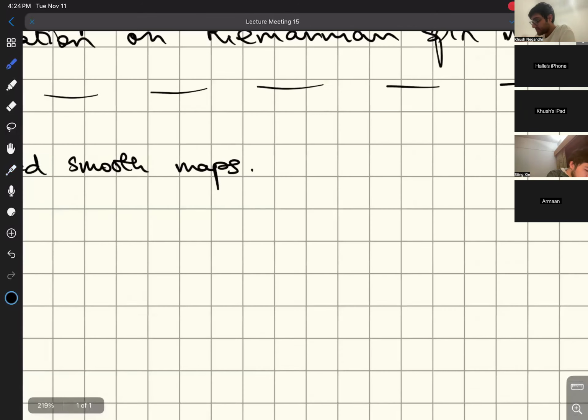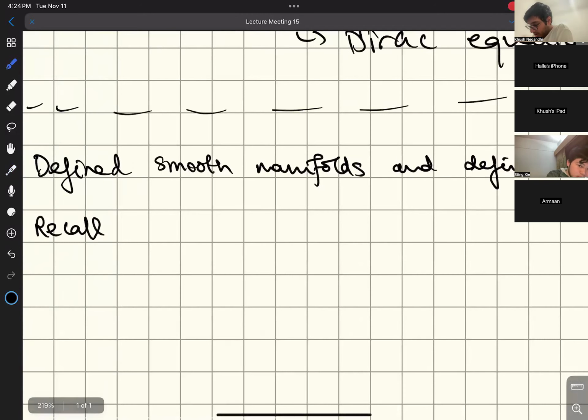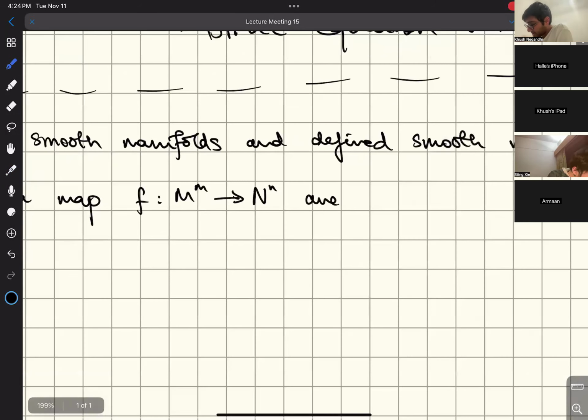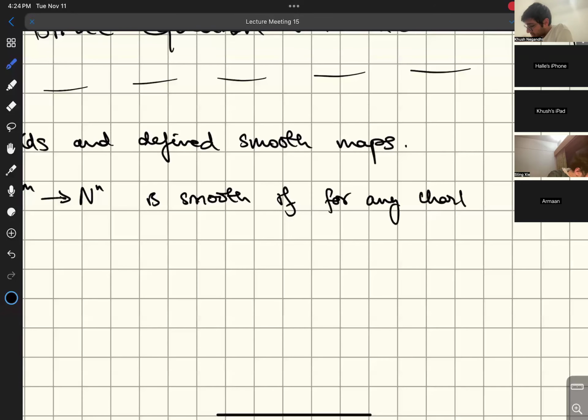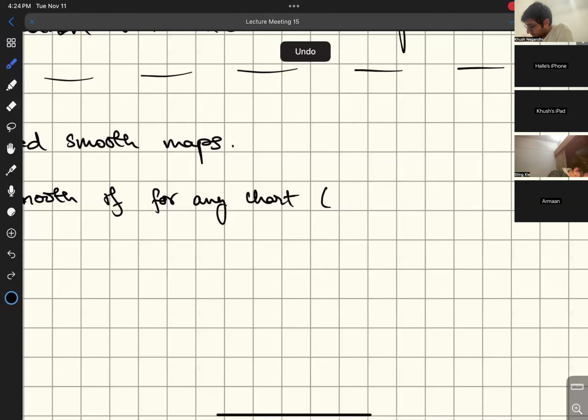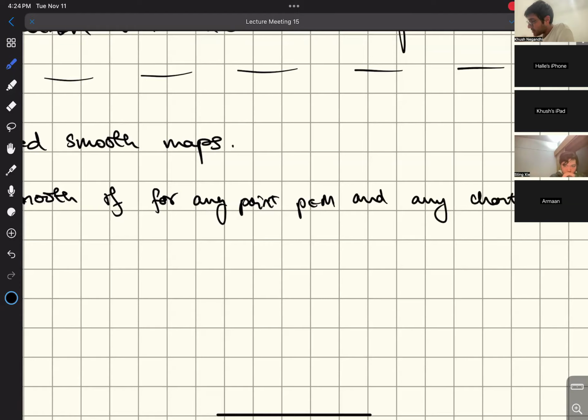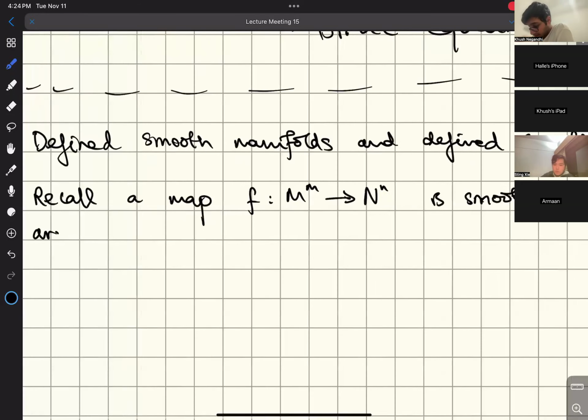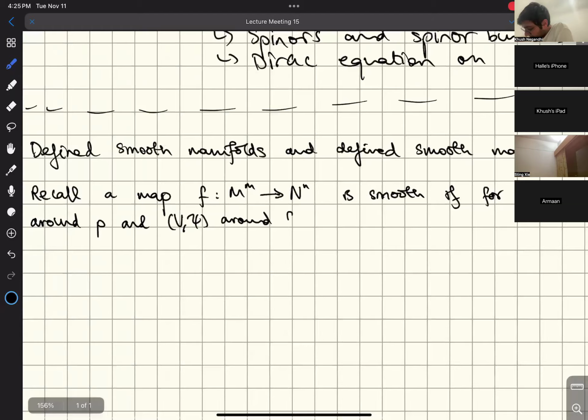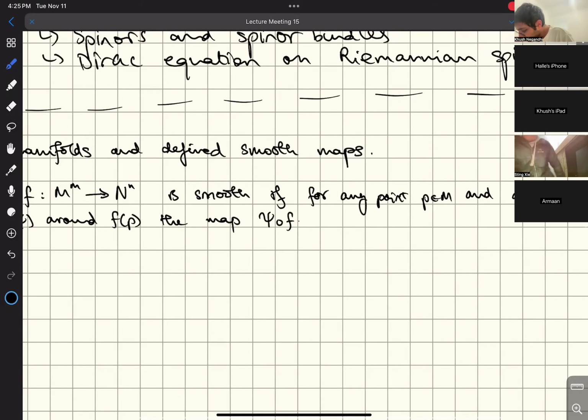If we remember, to call a map F from manifolds M to N smooth, if for any point P and any chart U, phi around P and V, psi around F of P, the map with appropriate domain and range, psi compose F compose phi inverse is smooth.